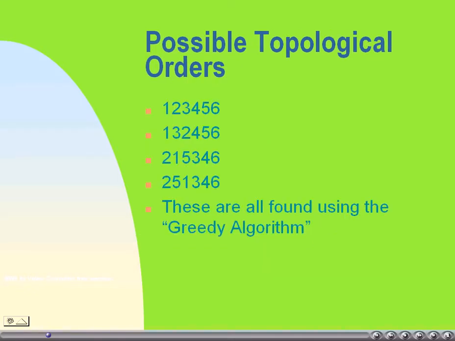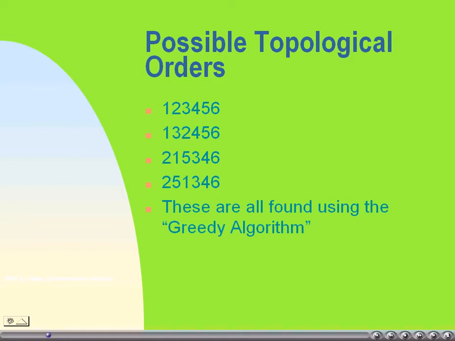For this graph, the acceptable topological orders which maintain the precedence relationship are 1, 2, 3, 4, 5, 6, 1 3 2 4 5 6, 2 1 5 3 4 6, and 2 5 1 3 4 6. These are all the possible topological orderings of the graph. Of course, to find all these possible topological orders, we may need to use some greedy algorithms.